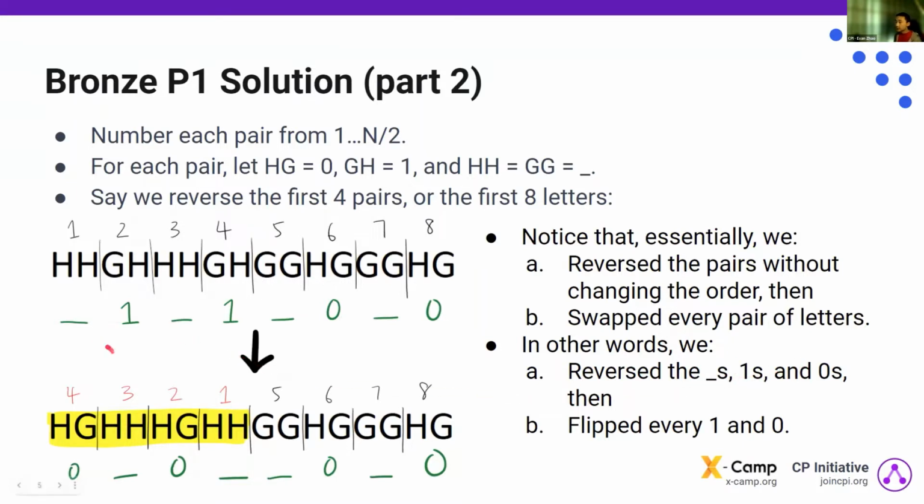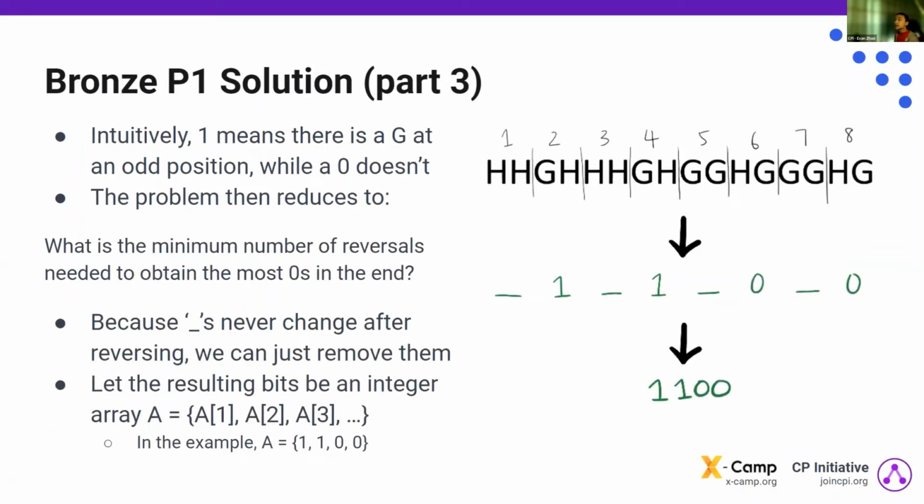So reverse the underscores, ones and zeros. So _1, and then we flipped every 1 and 0. So that's why we have 2 zeros instead of 2 ones. Okay. And here, let me explain further. So intuitively, 1 means there is a G at an odd position, while a 0 doesn't.